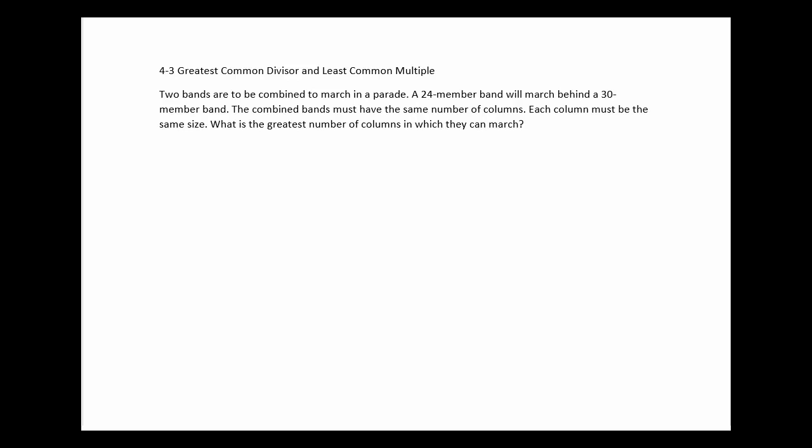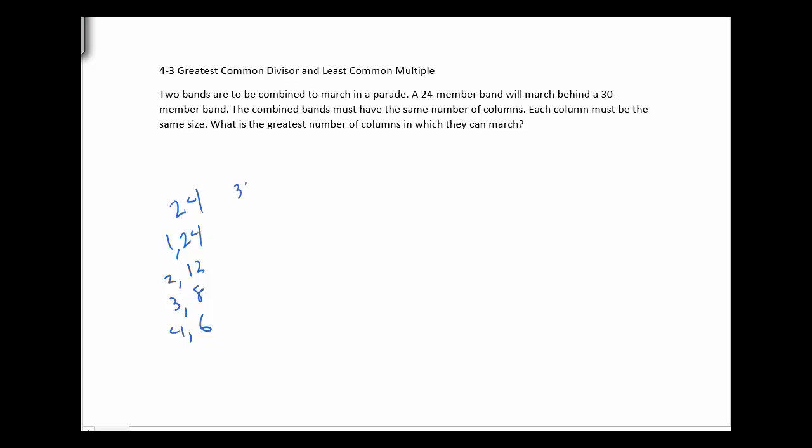So you have to think about how we would do this. We've got two different sized groups, but we want to separate them into equal pieces. With the 24 member band, how many different ways could I split them up? I could do one person in 24 columns. I could do two people and have 12 columns. I could have three and have 8 columns. I could have 4 and have 6 columns, right?